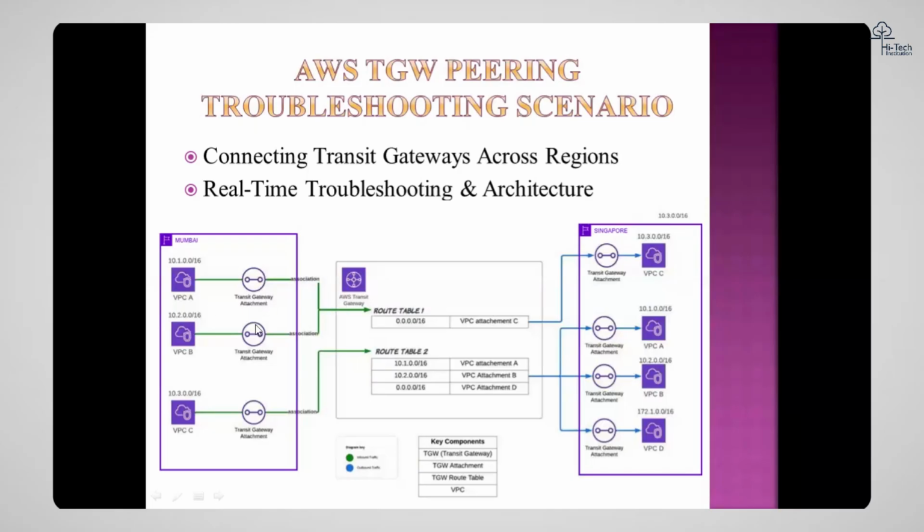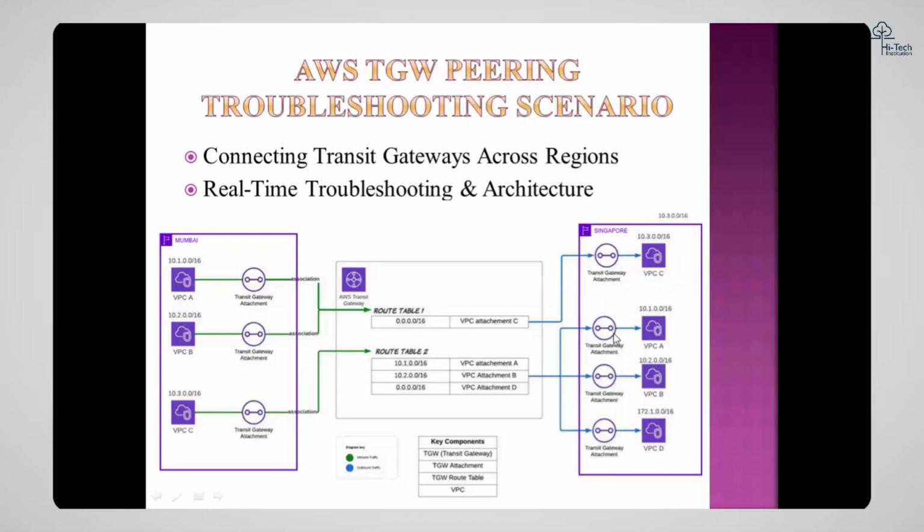We create transit gateway attachments, and then we integrate them with the transit gateway. Similarly, in the Singapore region, we have multiple VPCs, VPC A, B, C, D, something like that. All of them are connected through transit gateway attachments. Then both transit gateways have several route tables. This is the architecture, region 1 and region 2.